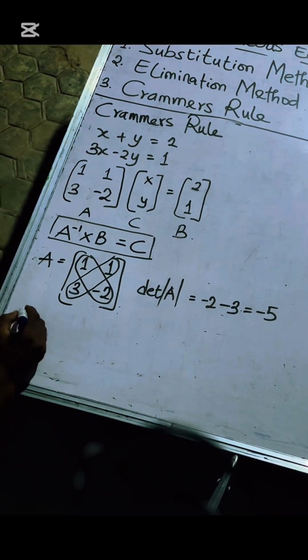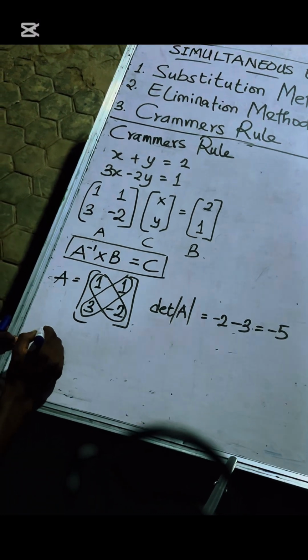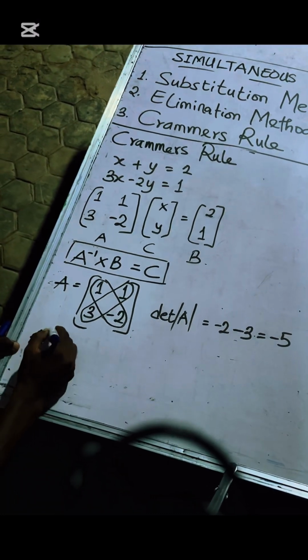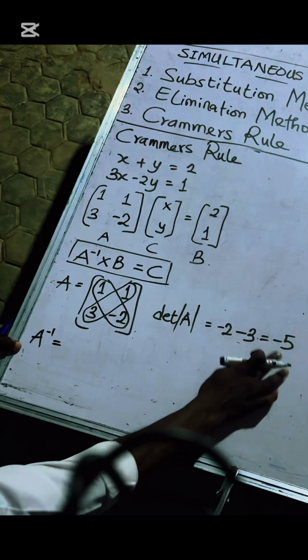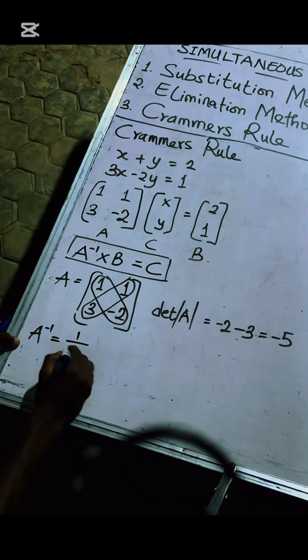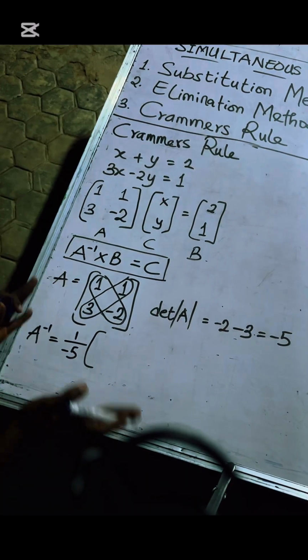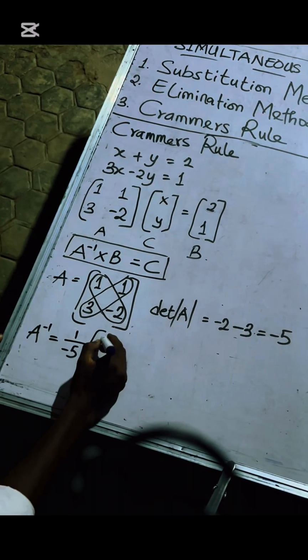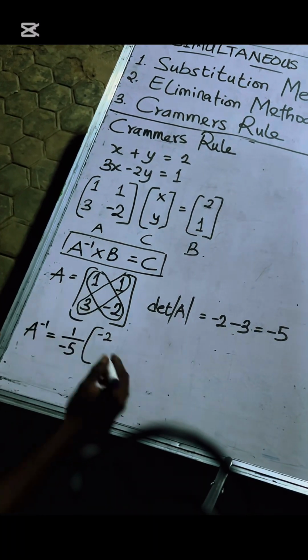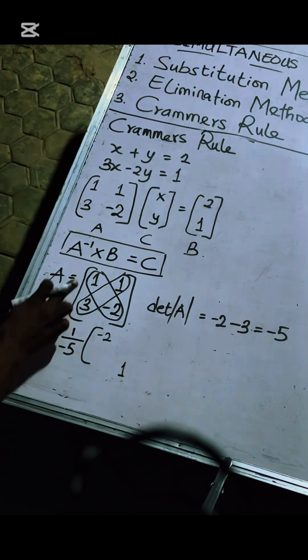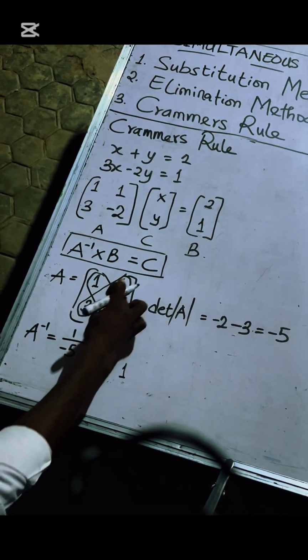The next thing we do is the inverse. To get our inverse, we are going to do 1 over the determinant. Then your first diagonal switches place. Your minus 2 goes up, your 1 comes down. That is your first diagonal. This is the first diagonal. This is the second diagonal.